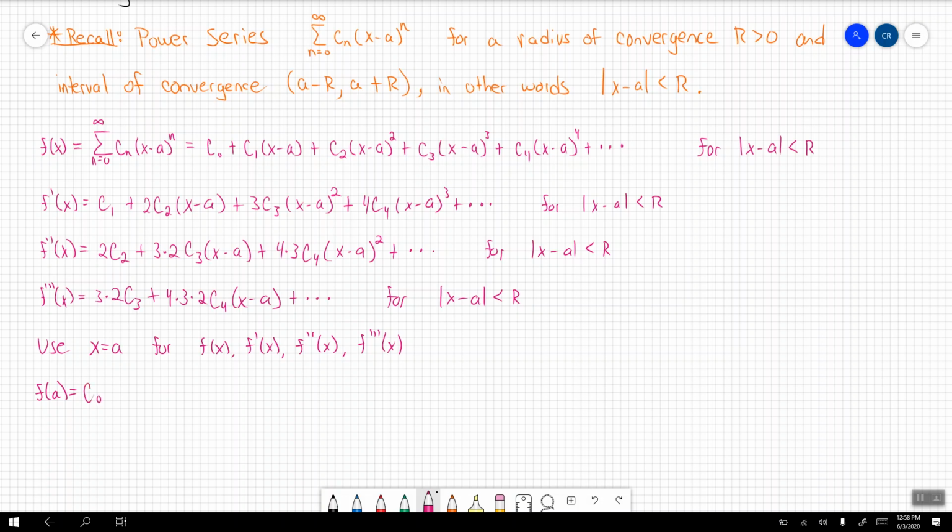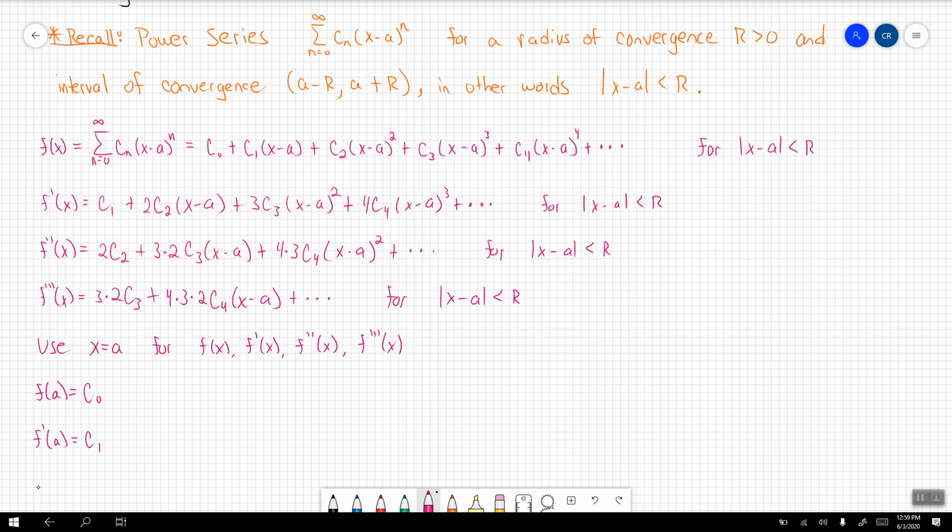Okay, that's pretty cool. Well, what about f prime at a? Alright, so f prime at a here, that means the second term is going to cancel, the third term is going to cancel, the fourth term is going to cancel, so on and so forth, because they all have x minus a. Again, substituting in here, it's just a minus a, which is 0. So naturally, I only get my constant term, which is just c sub 1.